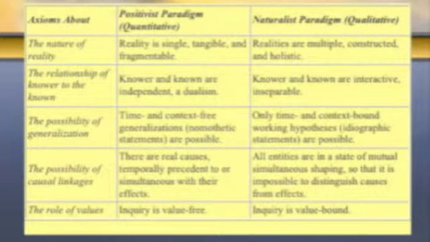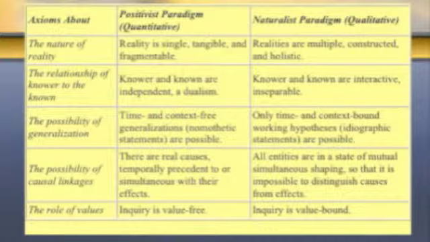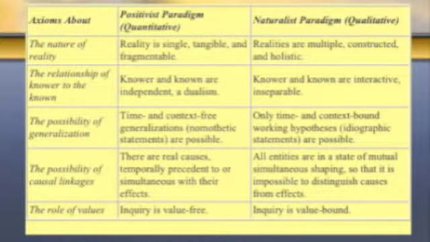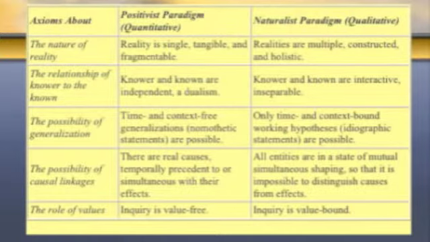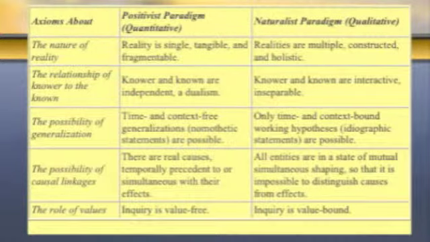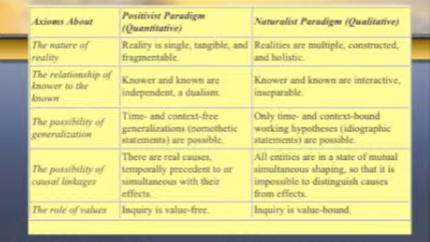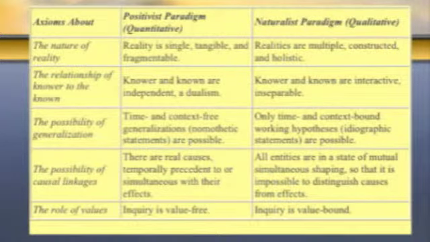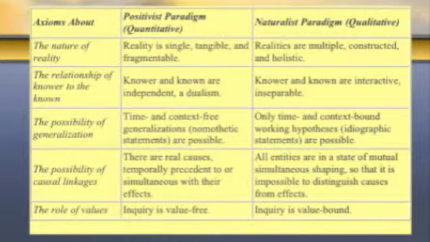So this is a table that looks at some of those quantitative and qualitative axioms. You can see the positivist paradigm is considered the quantitative, and the paradigm for the qualitative is considered naturalist. So you will see that in the different courses and readings. The nature of reality with quantitative is single, tangible, and fragmentable, whereas realities in qualitative are multiple, constructed, and holistic. They're not always going to be the same to each person, each subject. The relationship of knower to the known: in positivist, they're independent and separate, whereas in qualitative, they're interactive and inseparable.